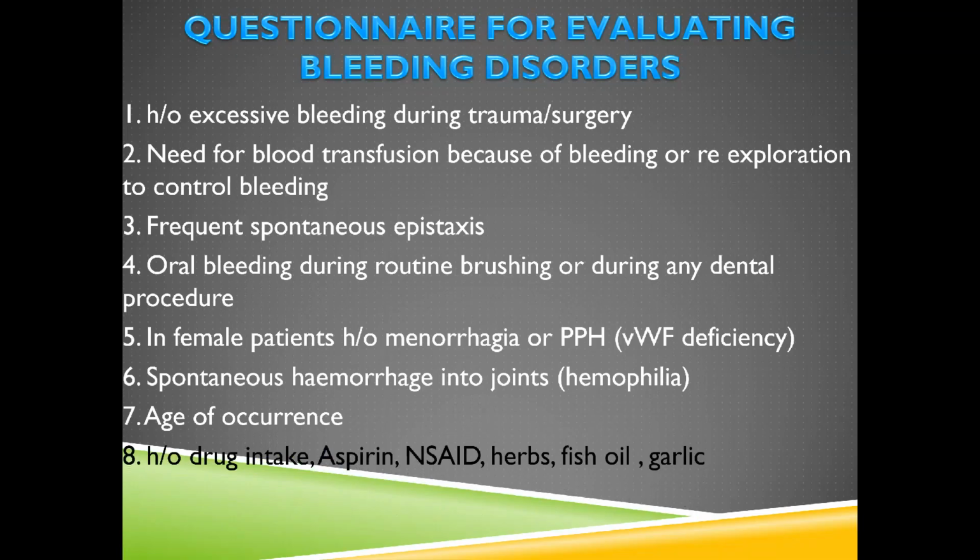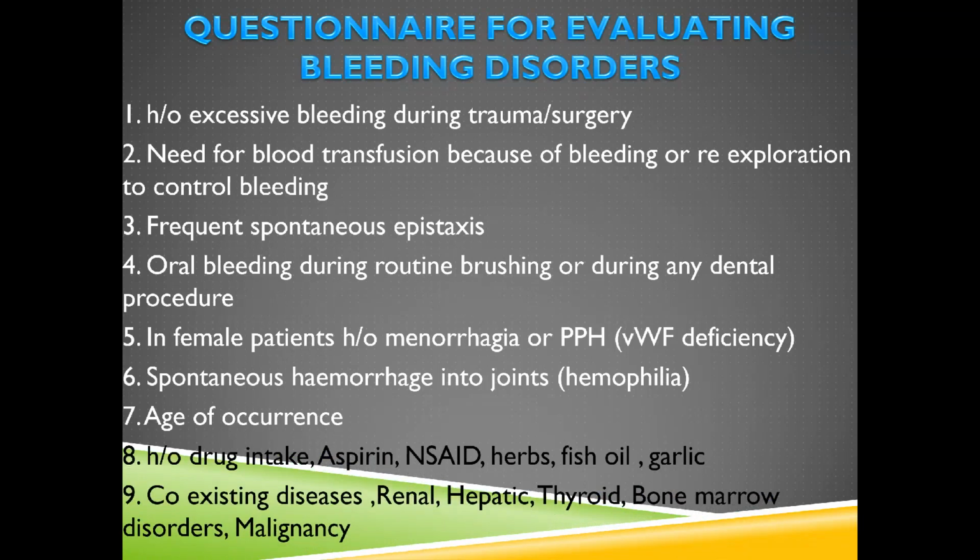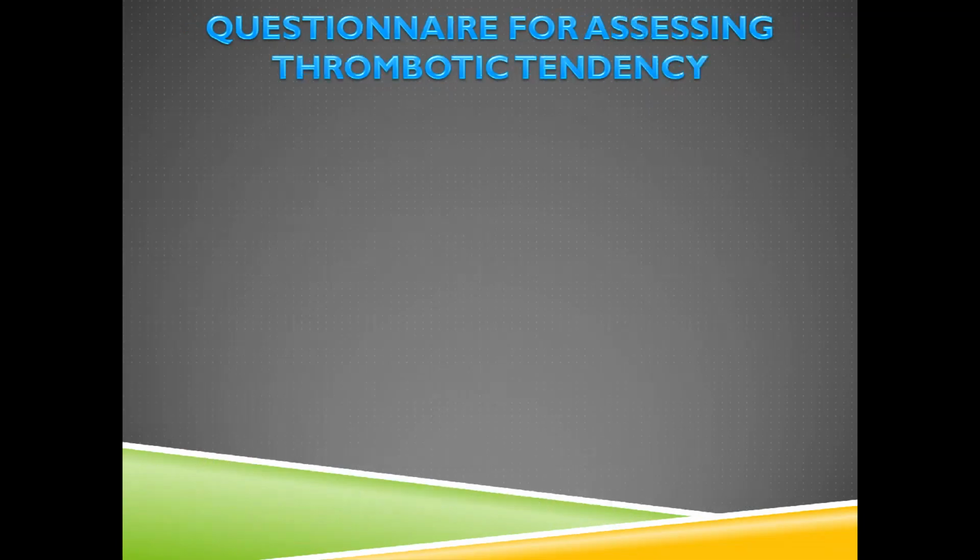History of intake of aspirin, NSAIDs, herbs, fish oil or garlic? Garlic, you remember, is a very potent anticoagulant. So patients who take a lot of garlic, it is almost like an antiplatelet effect. Patients may have more bleeding. And coexisting diseases like renal, hepatic, thyroid, bone marrow disorders can also cause bleeding disorders.